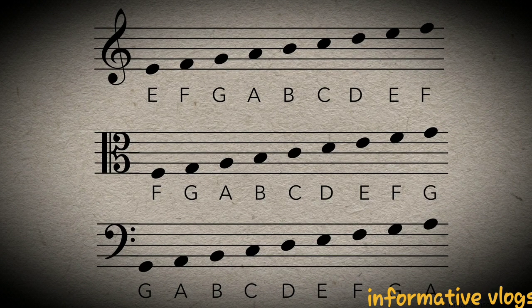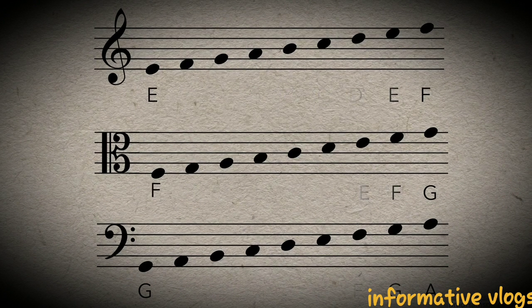The second way is to learn any one note on the staff and count up or down from there, just like we did on the piano. For instance, the bottom note is a good place to start. On treble clef, it's E. Alto clef starts on F, and the bottom note of the bass clef is G.